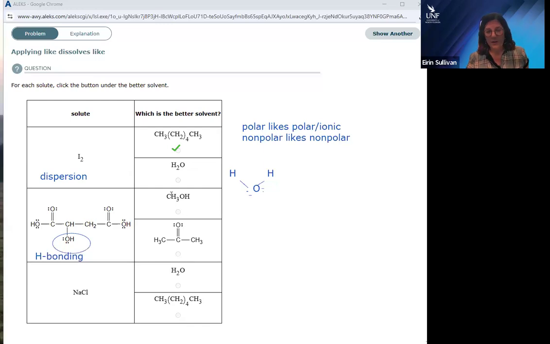So then if I look at my two options, my CH3OH, well, that has an OH group on the end as well, okay? So that, again, like dissolves like. This is the more polar option, right? So this solute is going to dissolve better in methanol than in the diethyl ether because that is non-polar, okay? So again, we're looking at something that is polar versus non-polar. So that is the key to these kinds of questions.